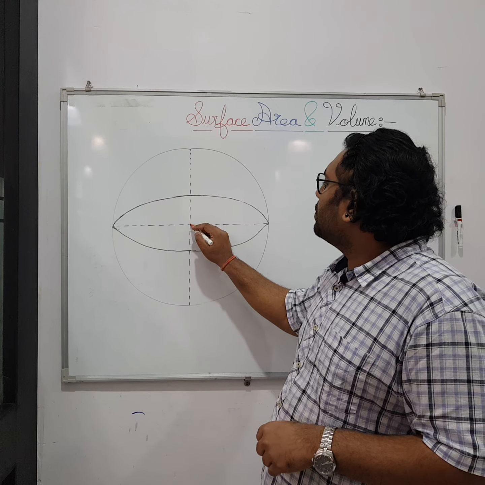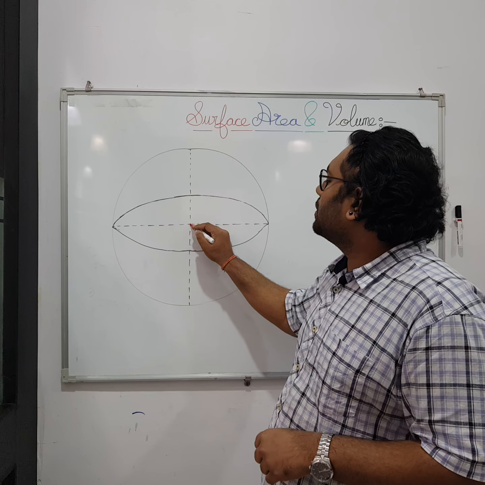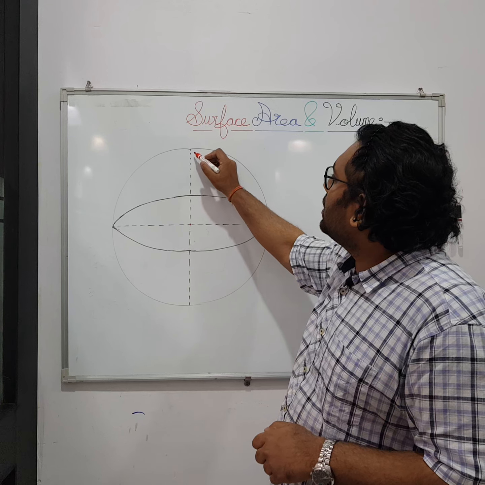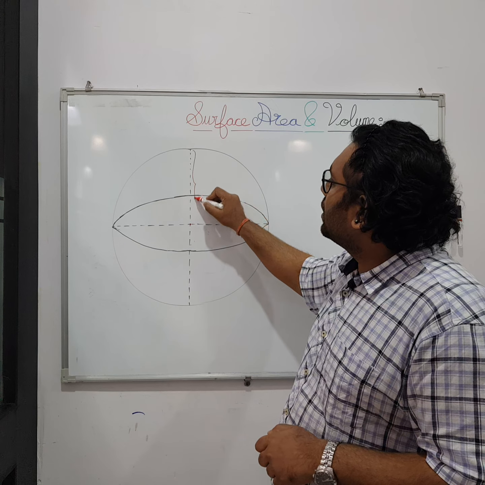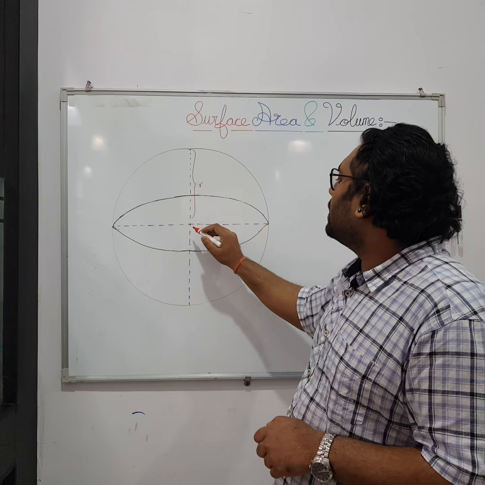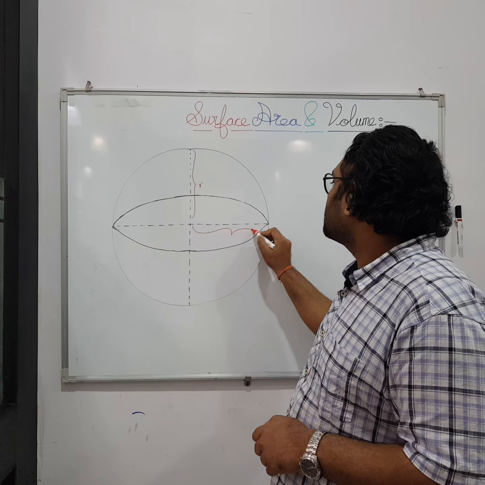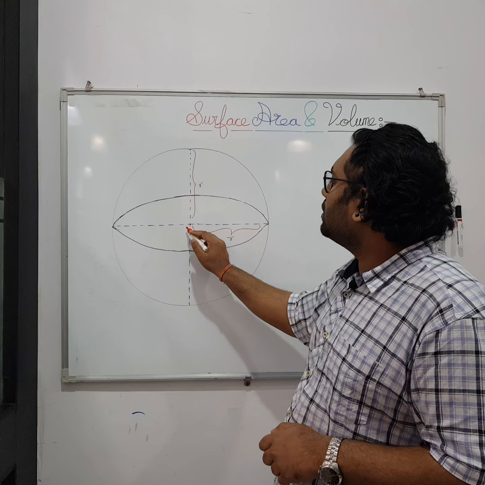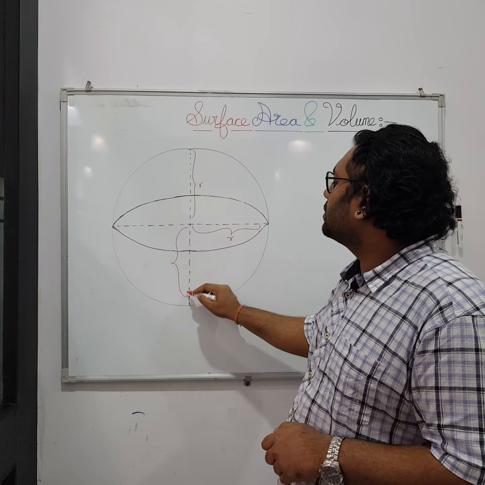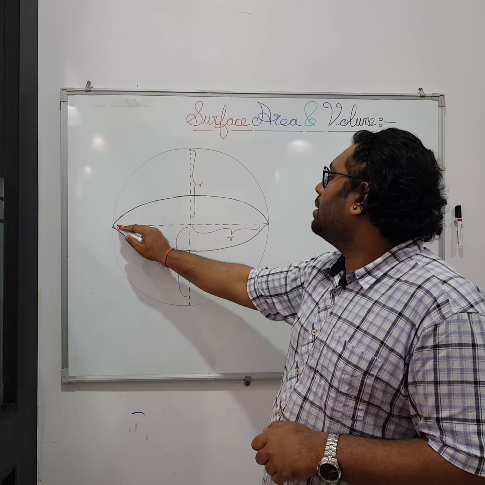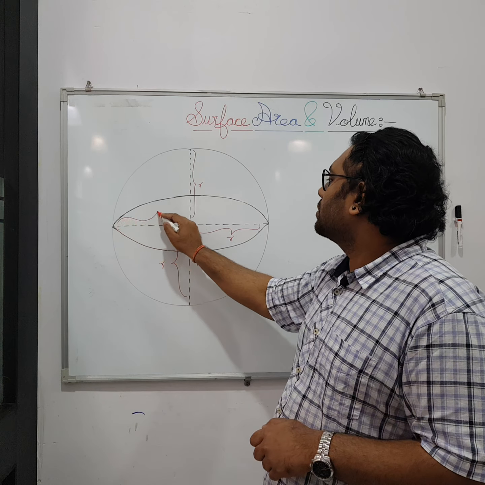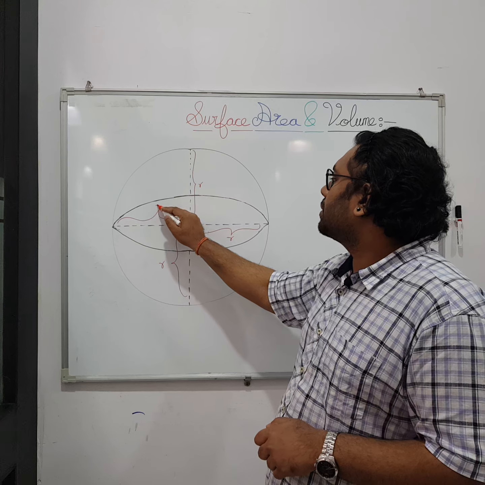As you can see over here, this is the center of the sphere, and this particular length is nothing but the radius. Fun fact, even this is the radius. Similarly, even this is the radius, and even this is also the radius of a sphere.